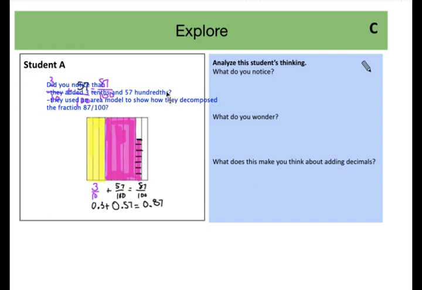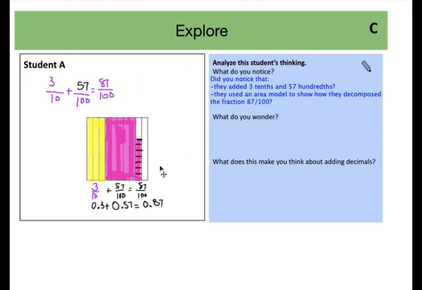So what did you notice? Did you notice that they added 3/10 and 57 hundredths? We didn't get that far when we were changing our tenths to hundredths. But you'll notice they also have that 57 hundredths. That's 7. Did you notice that they used an area model to show how they decomposed the fraction 87 hundredths? We didn't use that area model. We used the place value blocks. Those worked pretty well for us.